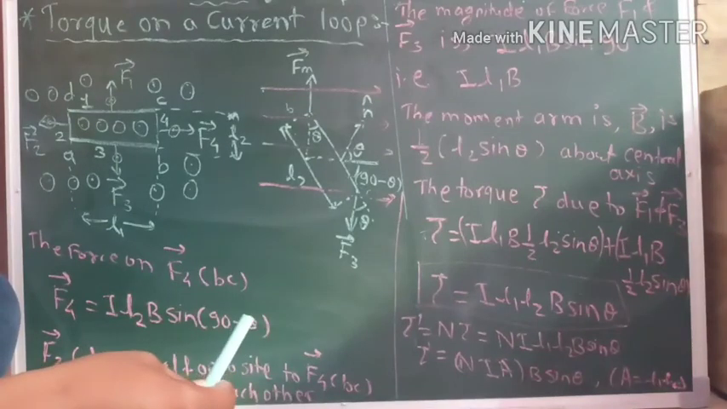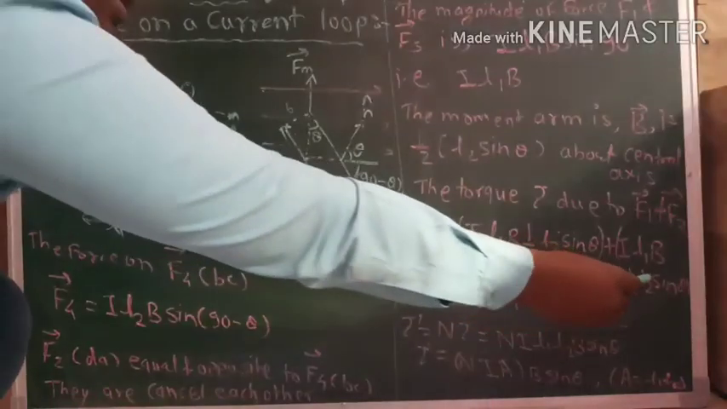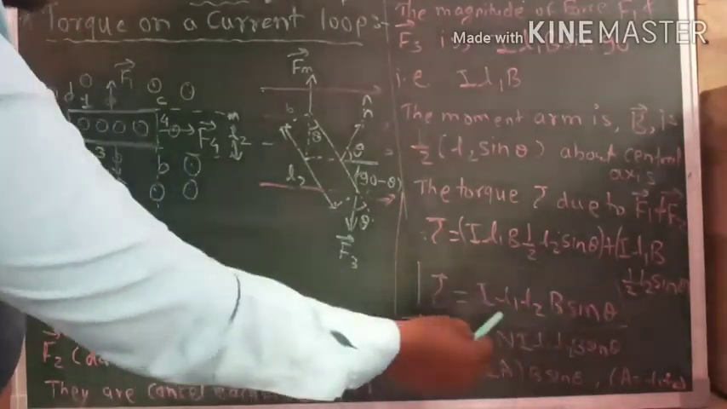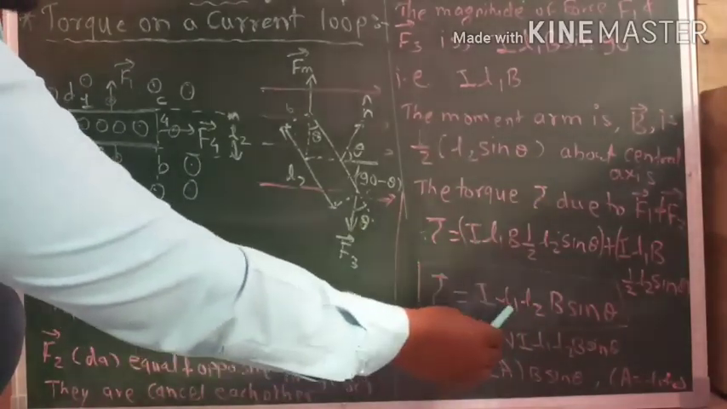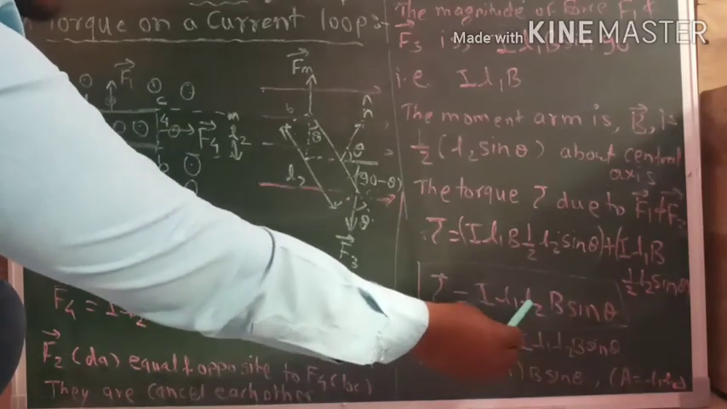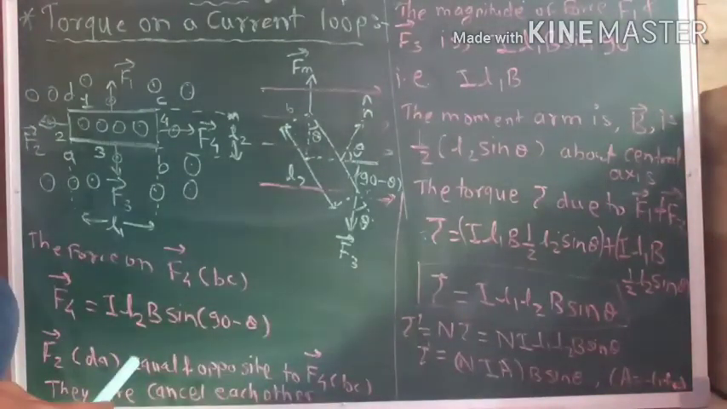1/2 B L2 sine theta plus 1/2 B L2 sine theta, that is, half plus half is equal to 1. Therefore we can write I L1 L2 B sine theta. This is the net torque acting on the current loop.